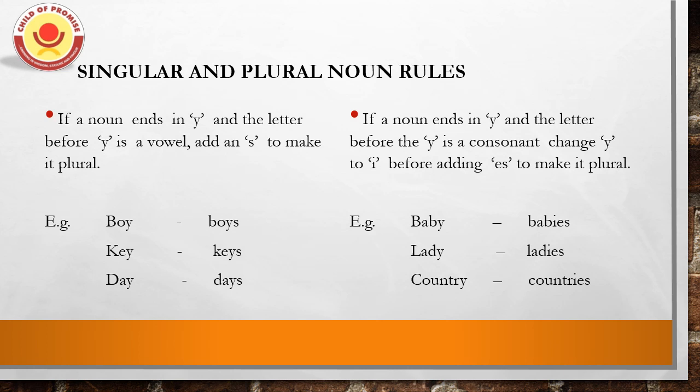Now, rule number 5: if a noun ends in Y and the letter before the Y is a consonant, change Y to I before adding ES to make it plural. So we see baby, babies, lady, ladies, country, countries. Why is this rule different from the previous one? Y is the last letter, and the letter before Y is a consonant. B is a consonant. So in this case, because the letter before Y is a consonant, we need to change Y to I first, before we add ES to make it plural. You can see how it applies in the other words, lady and country. I hope you're following. Now let's move on.